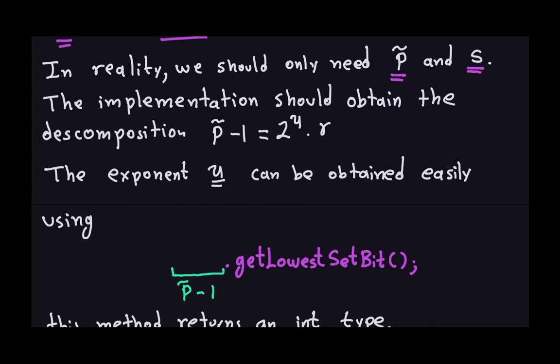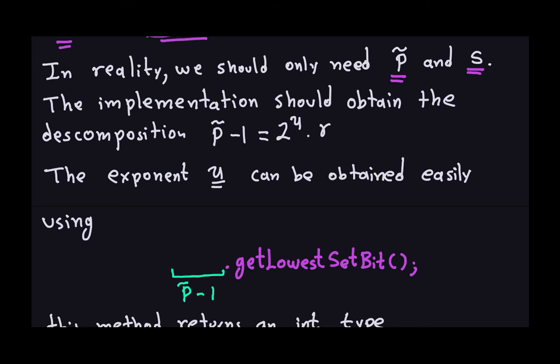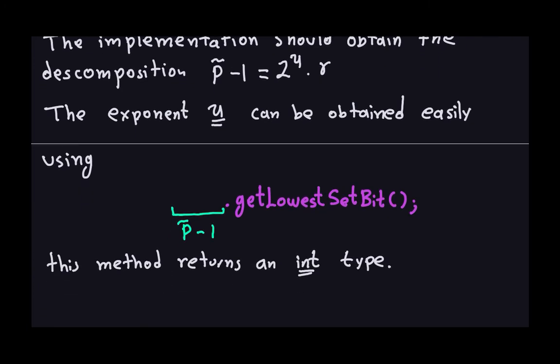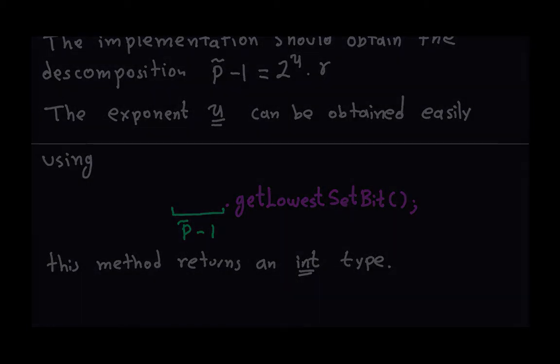So this method, let me just scroll up again a little bit. This method returns an integer type. So it's very easy to do. You could do a while loop to get this exponent U, which is something easy to do in Java also. But Java has this nice method here to allow us to compute that exponent U. So what I'm going to do is move to Eclipse, and I will show you how that works there. So I will see you in Eclipse.